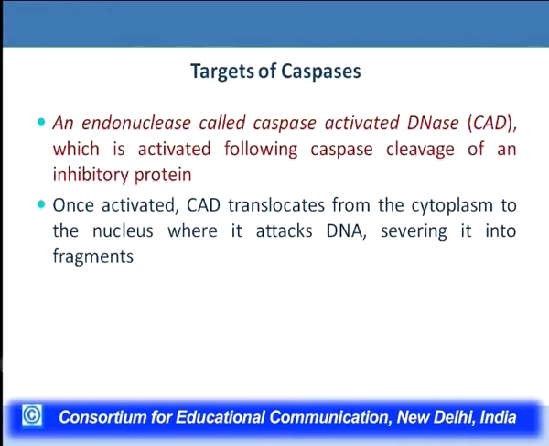apoptosis. Then there are proteins like caspase-activated DNases, which are activated by caspases by cleaving an inhibitory protein component from them, and once these proteins are activated, because they are DNases, they will go and cleave the DNA present in the cell, and this will lead to cleaving of the DNA of the cells.